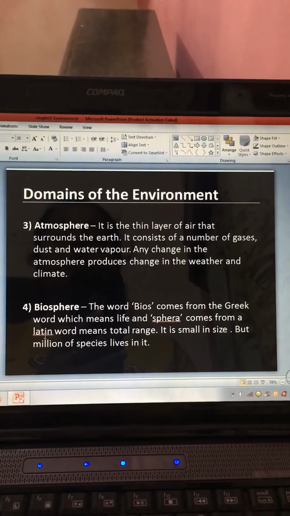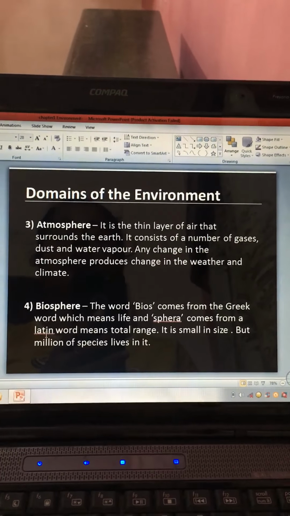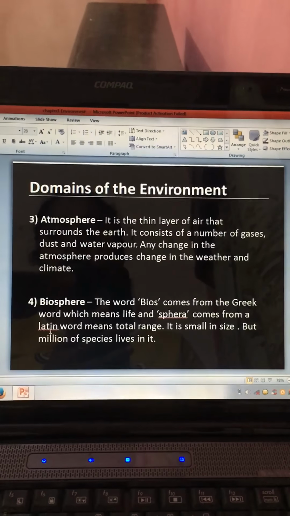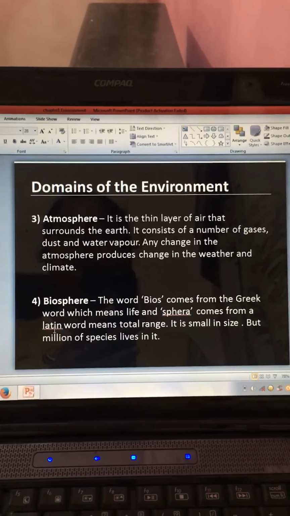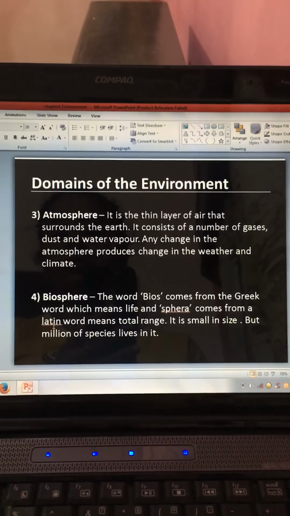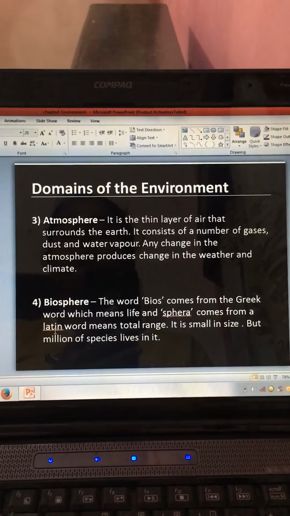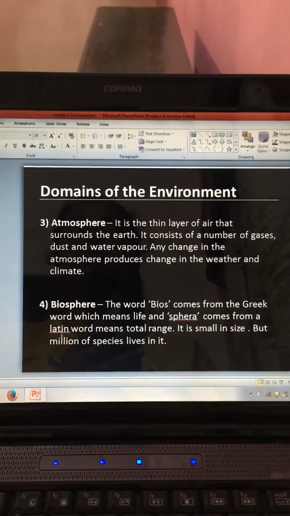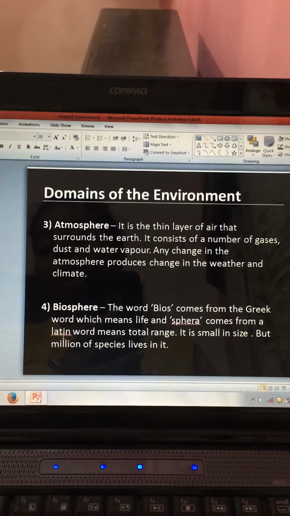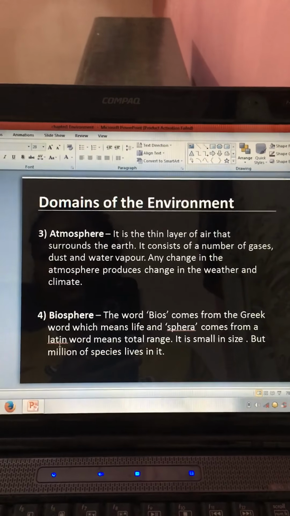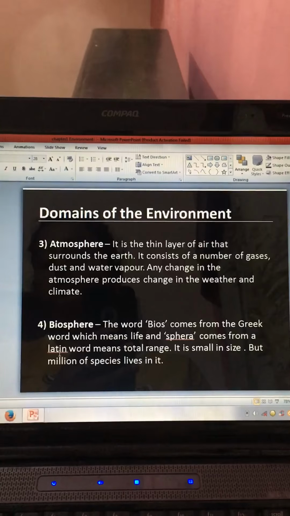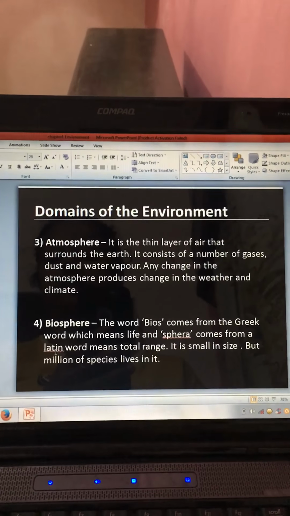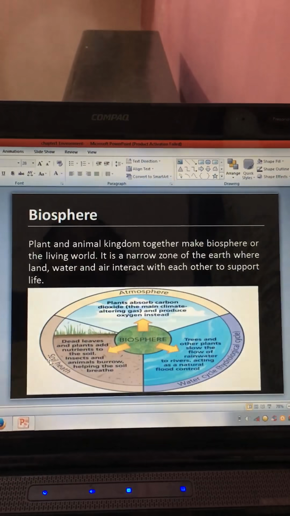Biosphere. The word bios comes from a Greek word which means life, and sphera comes from a Latin word meaning total range. It is small in size as compared to the other spheres or domains in our environment, but it is a place for millions of species to live in. The sphere supports life and is thus called the living world as well. So next coming up is biosphere.